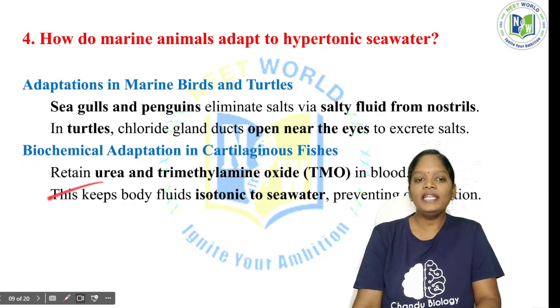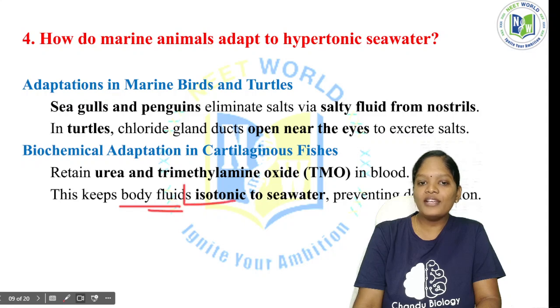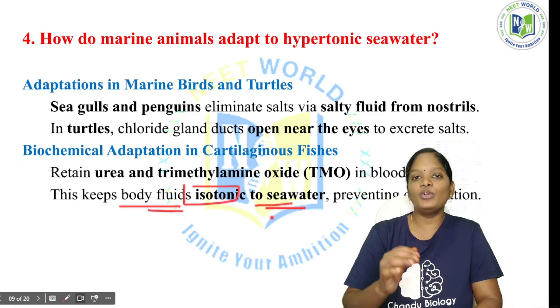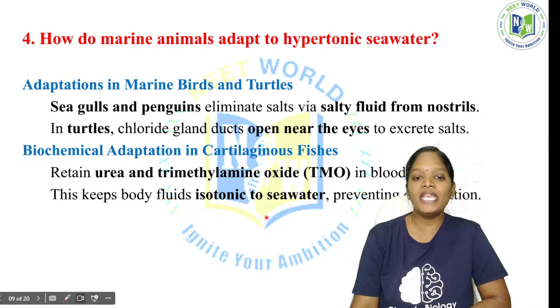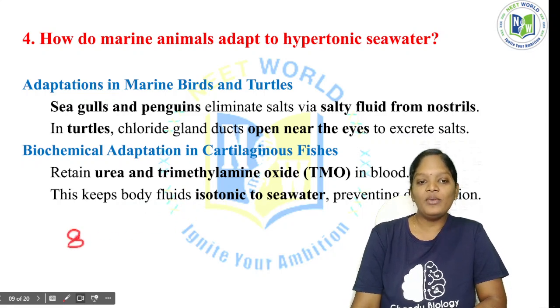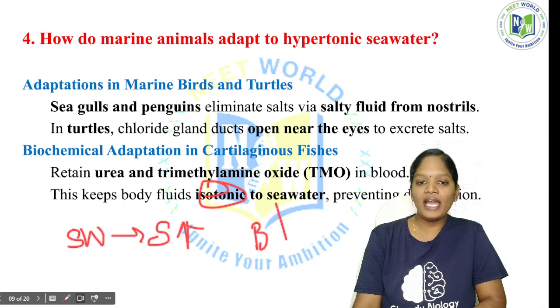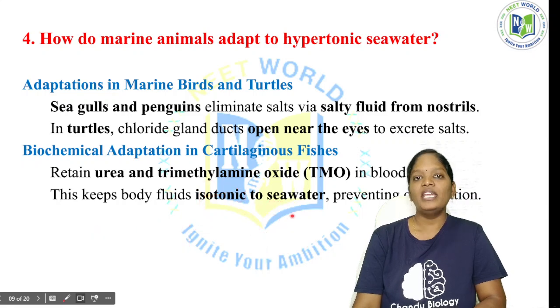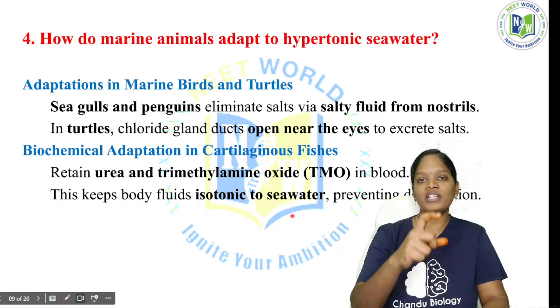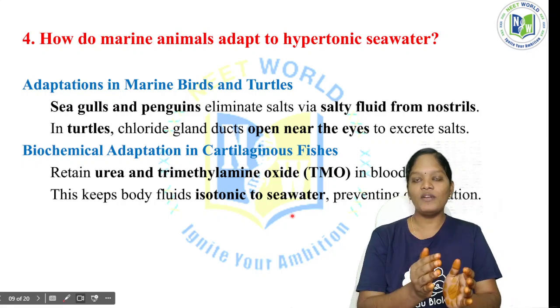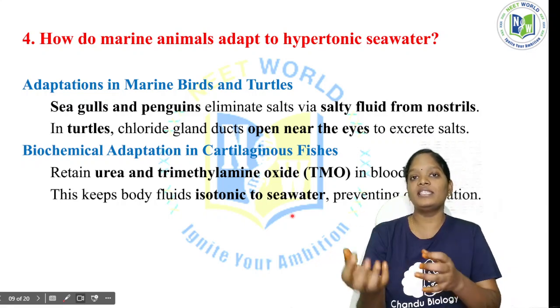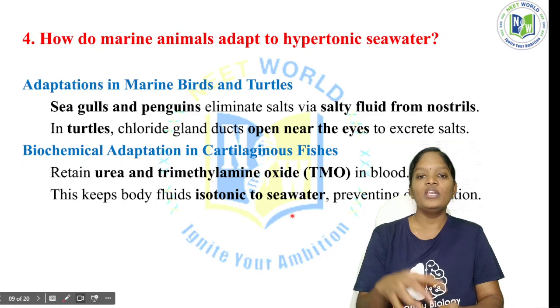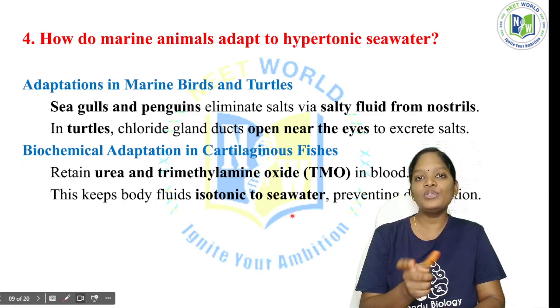Why do they have to retain? This keeps the body fluids isotonic to the seawater, which means what? They are making the body balanced. See, seawater is hypertonic, which means the salt content is very high. Isotonic means their body and the seawater have an equal proportion of salt. You should not compare the entire ocean with one single fish. The body volume of the fish and the water are necessary for the fish. So they are maintaining an isotonic condition.